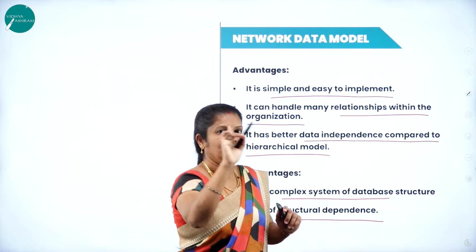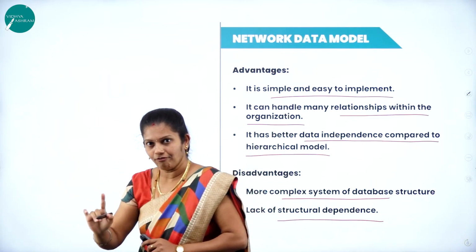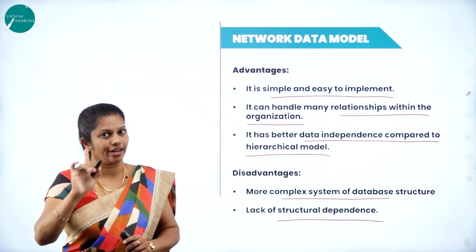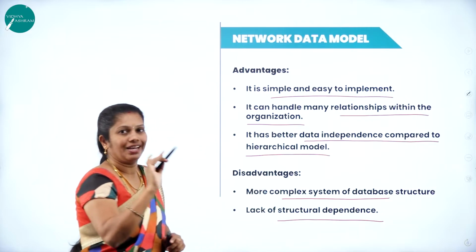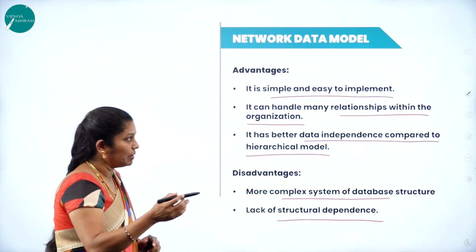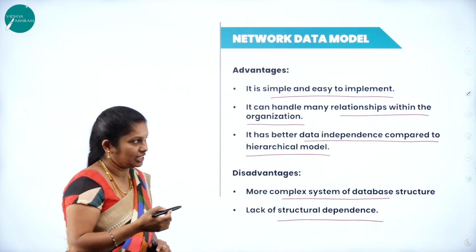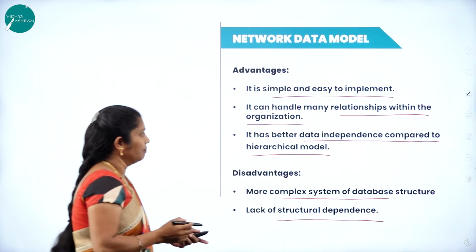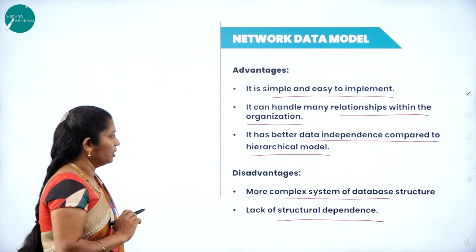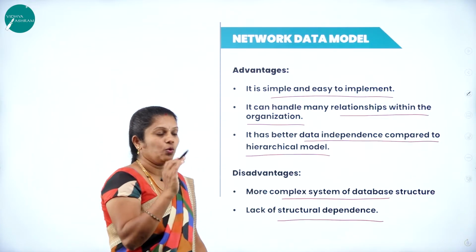Then in hierarchical, we write tree. In network, we write graph. Then in graph, we have fields, records, many-to-many. When we come to advantages: simple and easy to maintain as well as implement. It can handle many relationships within one organization. It has better data independence compared to the hierarchical model. When we come to disadvantages, the complex system of database structure is more here.